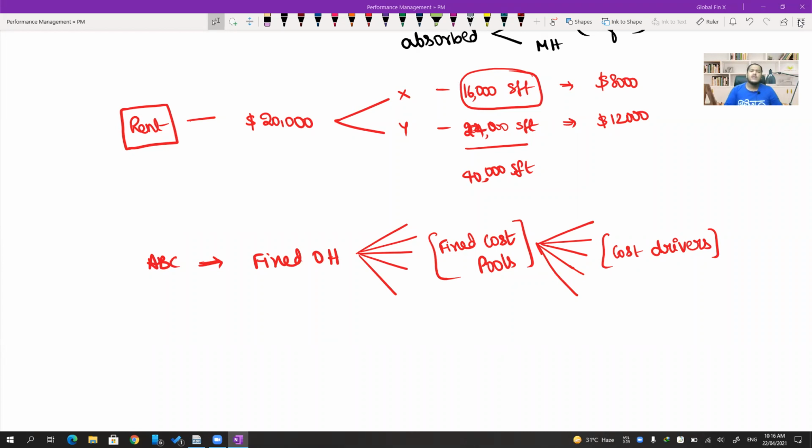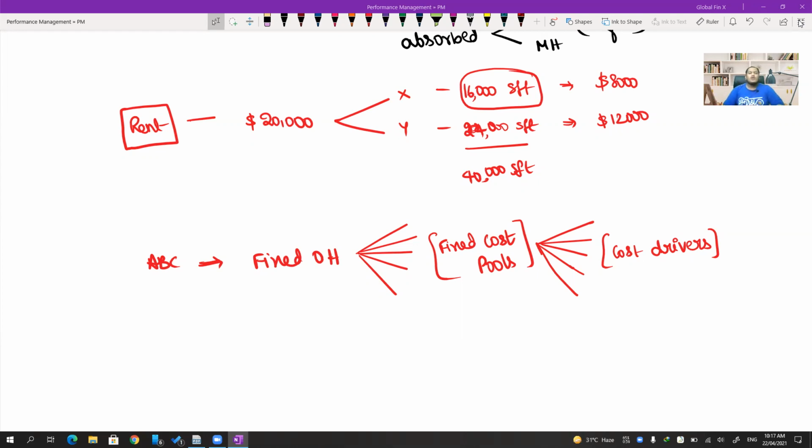Then again, the same concept of over absorption or under absorption is there in case of ABC as well, but that won't be tested for you in the exam. Here also, based on budgeted fixed overheads and budgeted activity levels of the cost drivers, we calculate the overhead absorption rate, and then we compare it with the actual to find out whether there is over absorption or under absorption. The concept is always there, whether it is ABC or absorption costing.